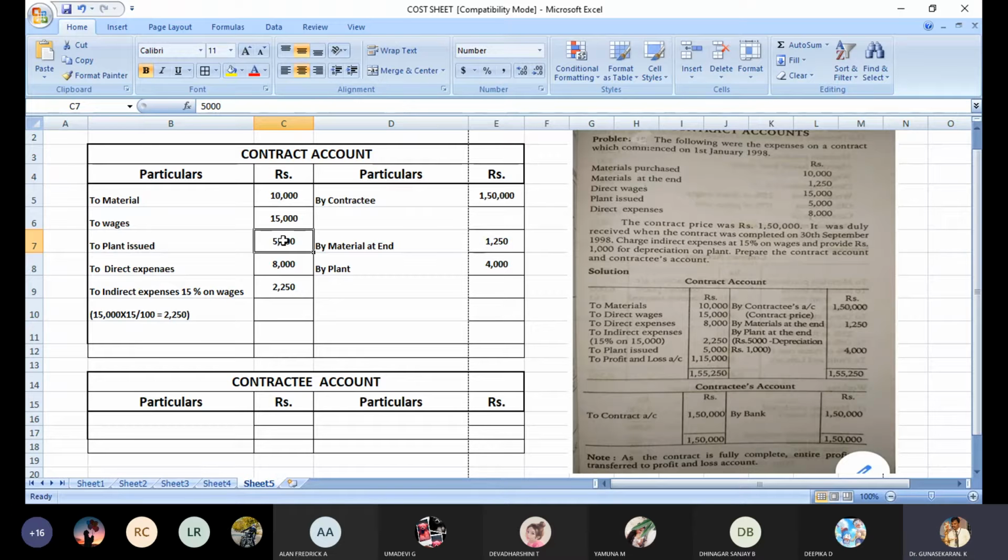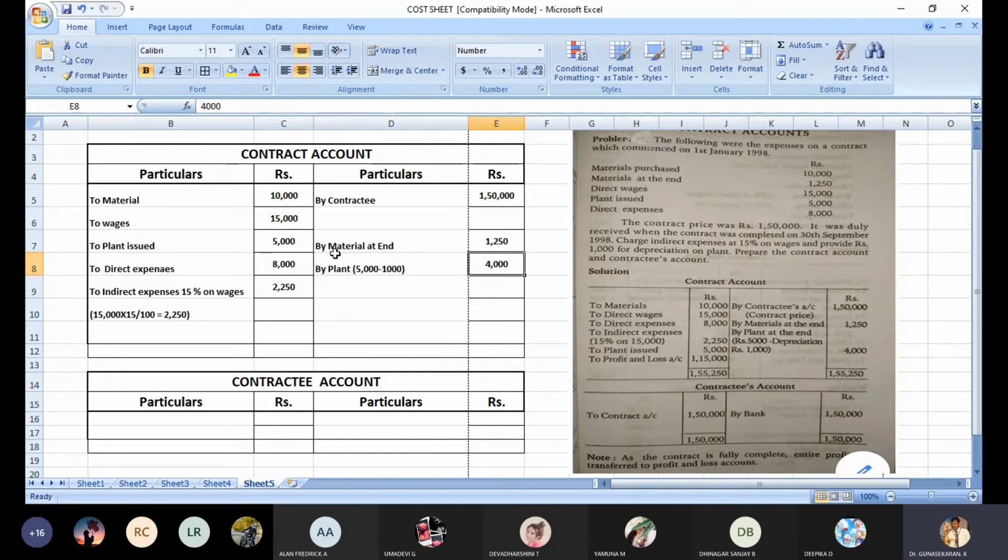But the same plant is also available, not destroyed. So the plant value is actually 5,000, minus 1,000 rupees depreciation. Actually, the plant value at the end of the contract is 4,000 rupees. You have to enter it once again on the credit side in the contract account.